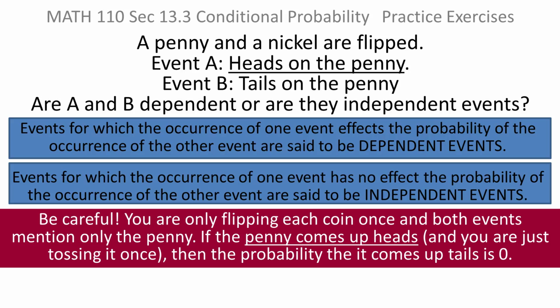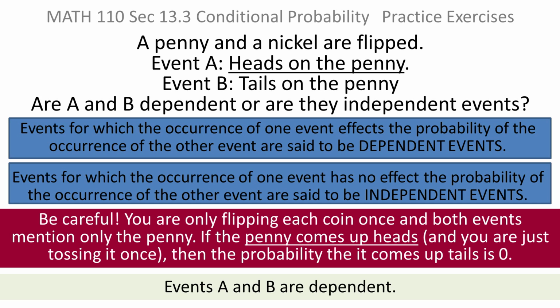So obviously there's an effect because you're doing the same coin and you're not doing it twice. Knowing what happened on the coin flip is determinative here. So obviously getting a head on that penny tells you what happened. You're not tossing it again and you're not looking at a different coin. So these events are obviously dependent.